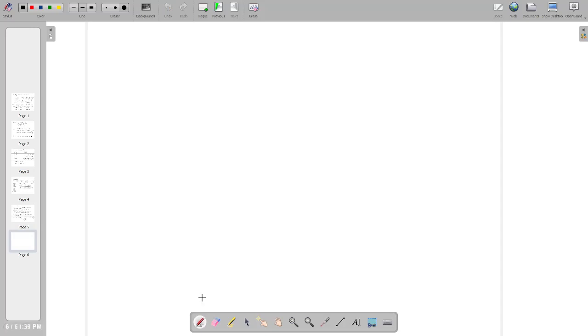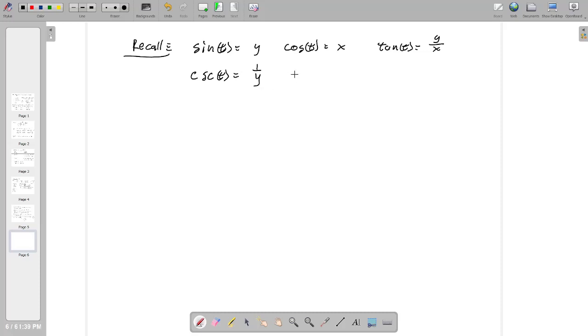Now previously I noted this, but I didn't actually write it out. So now I'm going to write it out. Recall, sine of t is equal to y, cosine of t is equal to x, tangent of t is equal to y divided by x. Similarly, cosecant of t is 1 over y, secant t is equal to 1 over x, and cotangent t is equal to x divided by y.